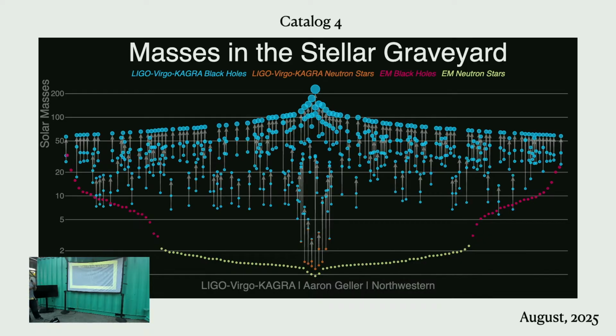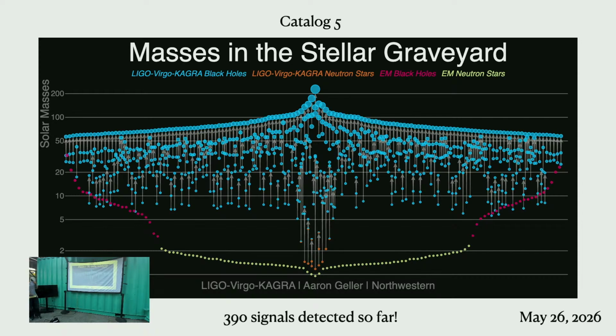And so as we keep operating, these catalogs grow more and more, and we start filling in these gaps. We've seen so many more black holes that we had not seen with electromagnetic telescopes or observatories. And the latest catalog was actually released in late May this year.